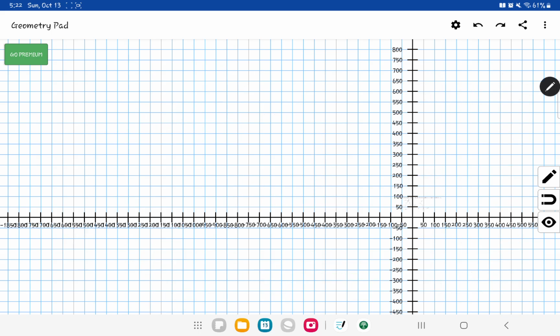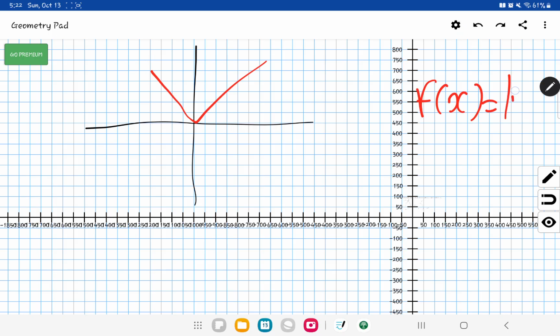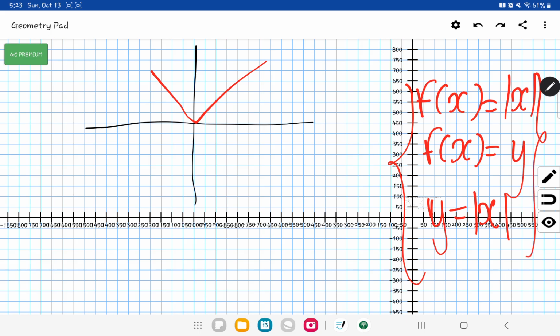Now we have something called reflection. We have vertical and horizontal reflection. So let's take the absolute value function again. f(x) is equal to absolute value of x. f(x) is equal to y. y is equal to absolute value of x. These three mean it's the absolute value function.